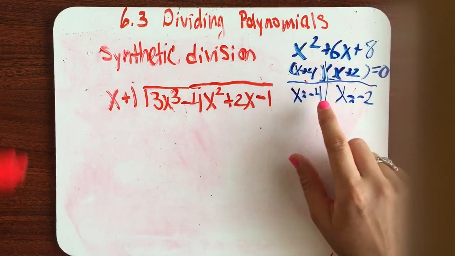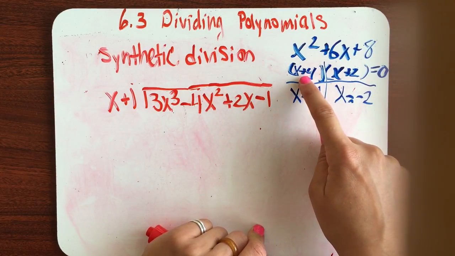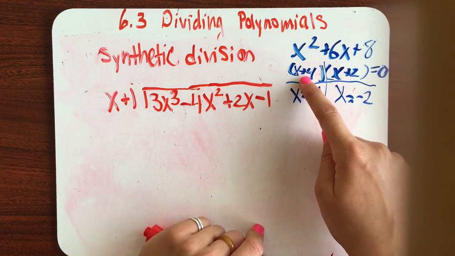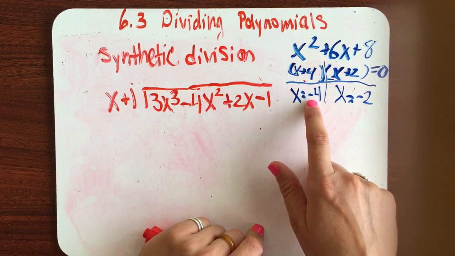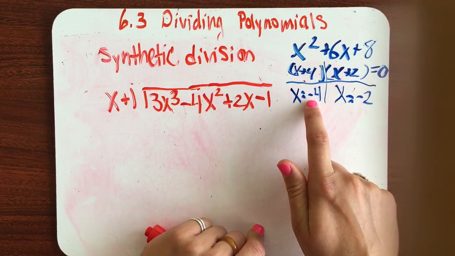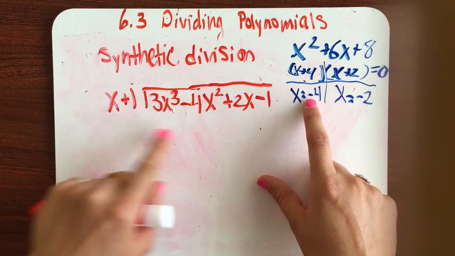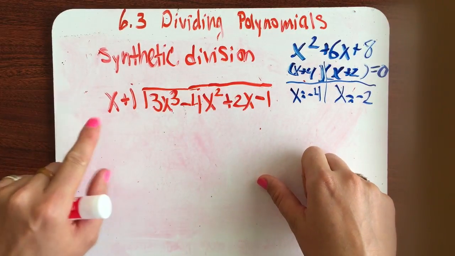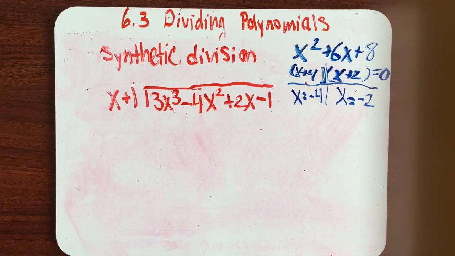So if I am dividing by x plus 4 and I get that to be a factor, meaning the remainder is 0, then that means x equals -4 is going to be my x-intercept. So it's the opposite sign. So when we're trying to divide this one here, we're trying to check to see if x equals -1 is an x-intercept.